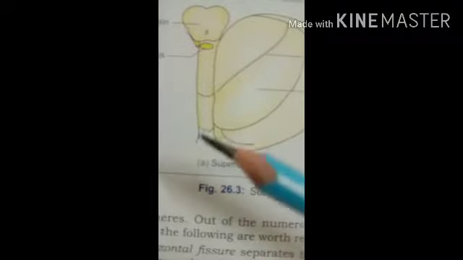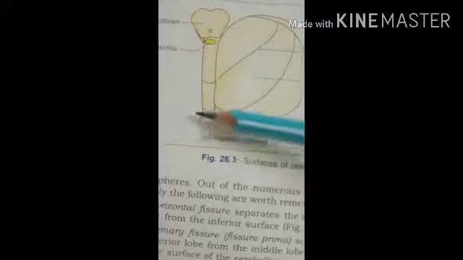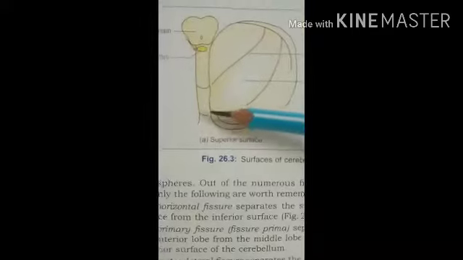In another diagram you can see this one. This is the central part of the vermis, and this deep notch is called the vallecula. So this vallecula is formed by the inferior vermis. Here you can see the vermis, and the vallecula is formed by the inferior part of the vermis.